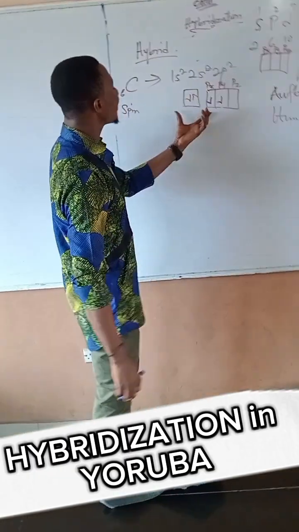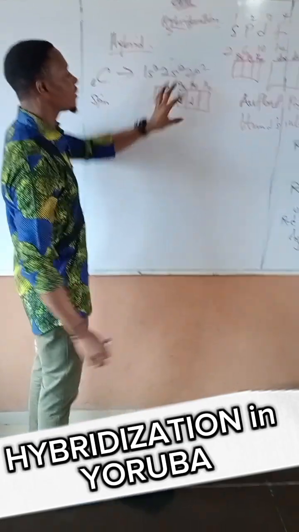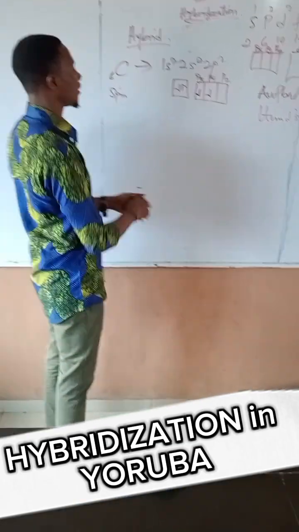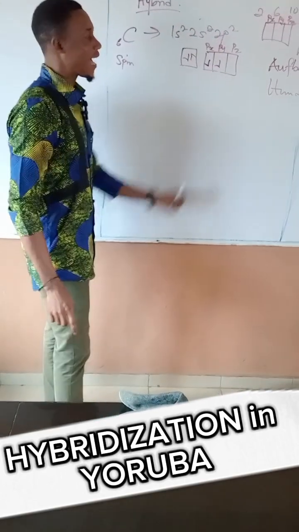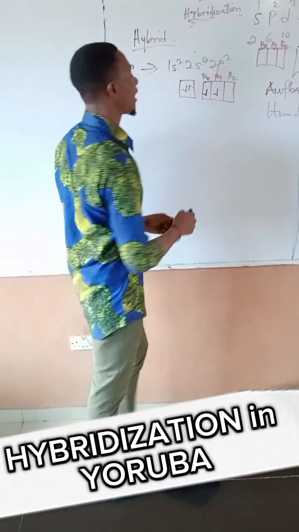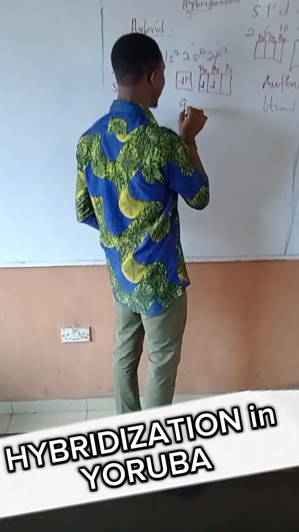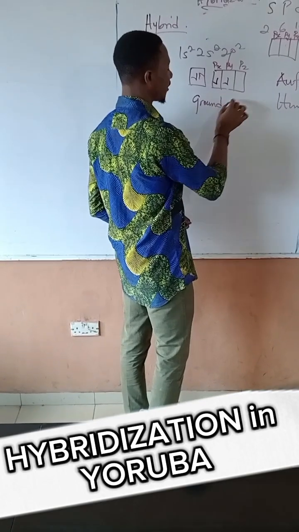Now at this state, this is how the carbon atom is represented: the 2s of the carbon atom and the 2p of the carbon atom like this. At this state, carbon is in the ground state. What did I call it? Ground state.